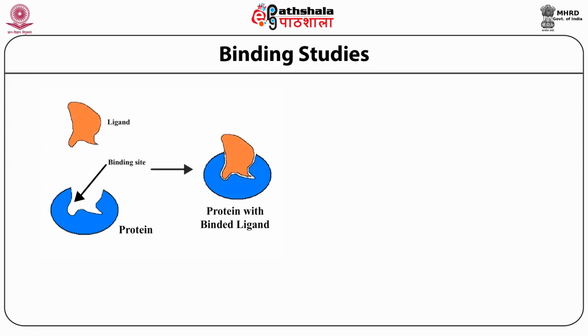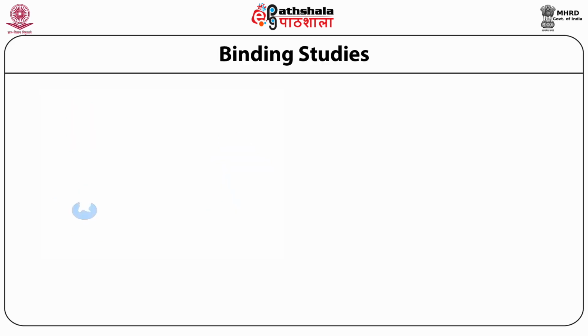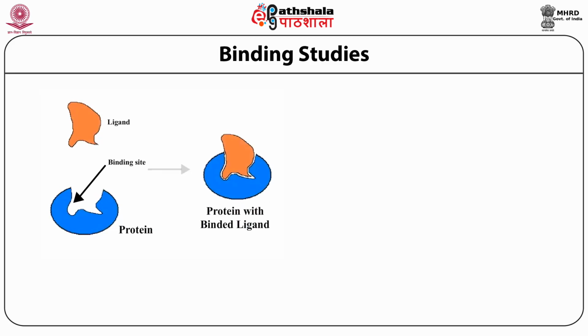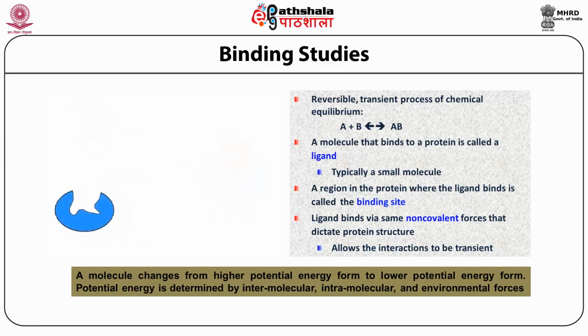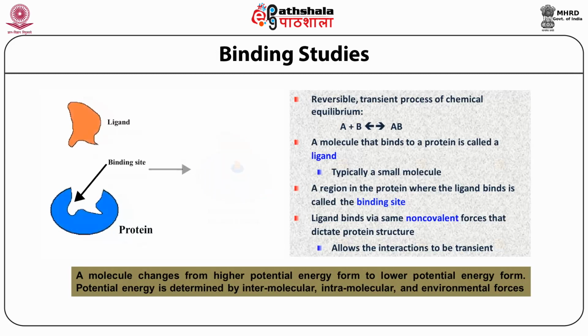You can see here the protein, simply the receptor, is of bigger size, where the ligand can bind, and this model is showing how the ligand binds to the protein molecule. So it is a reversible transient process of chemical equilibrium between A and B that leads to the formation of the AB complex. A and B refer to the protein and ligand respectively. The molecule that binds to the protein is called the ligand, typically a small molecule.